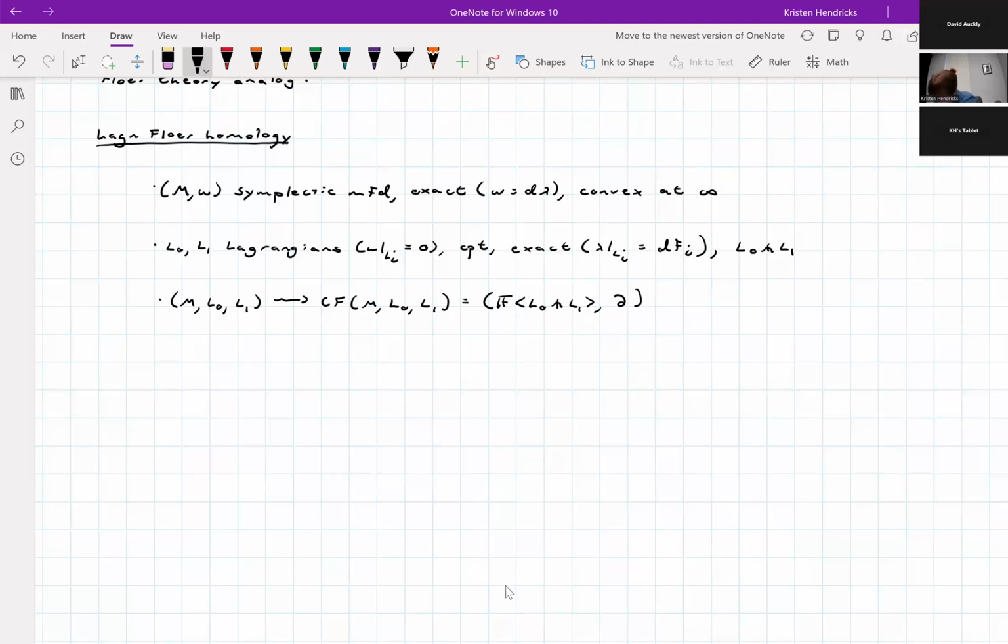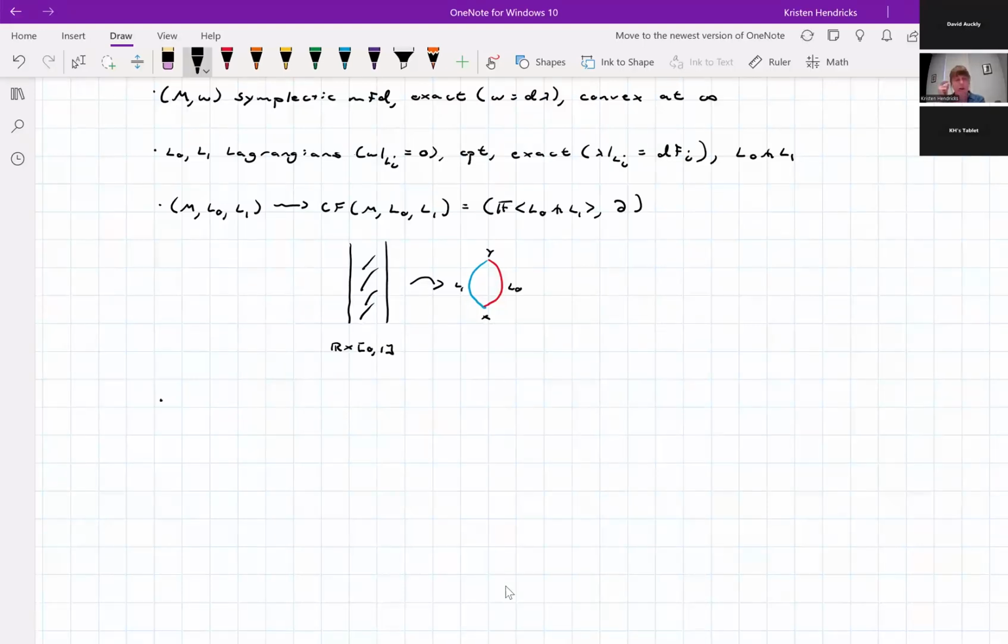So maps from R cross [0, 1] into my space, such that they limit out at intersection points between the two Lagrangians, perhaps conventionally red and blue. And the limits are intersection points, and one side goes onto L0 and one side goes onto L1. Rigid strips means we're quotienting out by translation up and down, and we count the strips that satisfy some algebraic topological index condition, and that's the differential. Okay, very good.